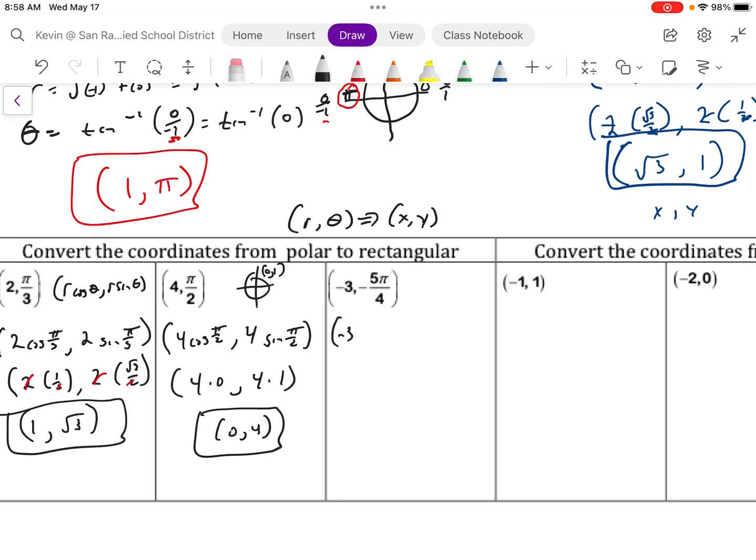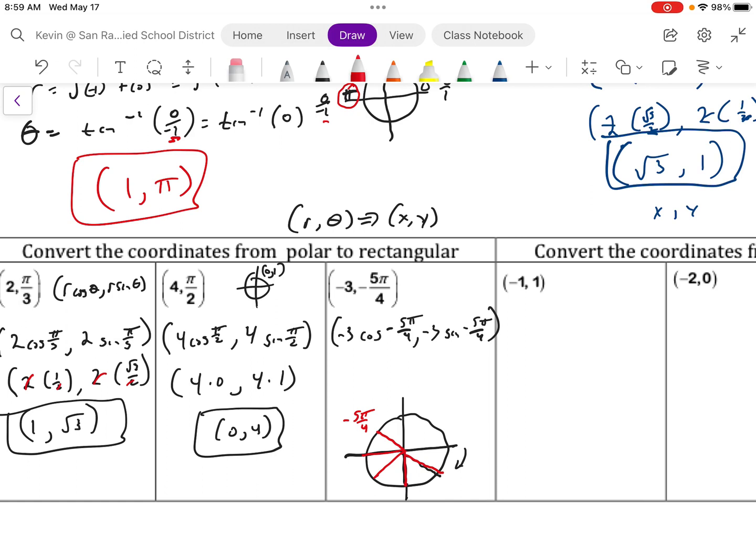Okay, here, again, we're going to do the same thing. We're going to go -3 times cosine of -5 pi over 4 and -3 sine of -5 pi over 4. So let's think about -5 pi over 4. Going this way, this would be -pi over 4, -2 pi over 4, -3 pi over 4, -4 pi over 4. This would be -5 pi over 4.